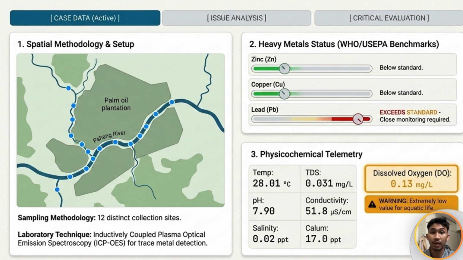Looking at the heavy metals analysis, zinc and copper were below the recommended WHO and US EPA limits, indicating that these metals do not currently pose a significant environmental concern. However, lead exceeded the acceptable standard, making it the major pollutant identified in this assessment.